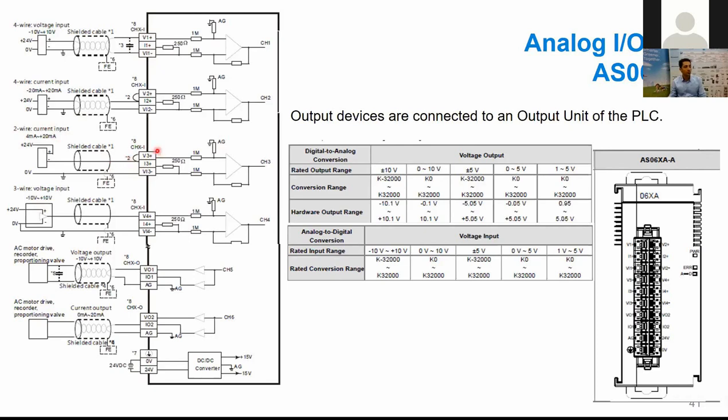And on the other hand, for some modules, this is one of the examples, you need additional 24 volt DC. You see here. So you supply the CPU, that's fine, but not enough for this module. You also need to supply 24 volt for this module. Okay.